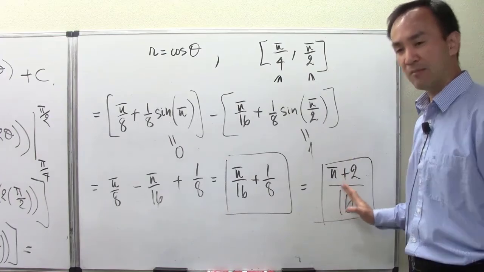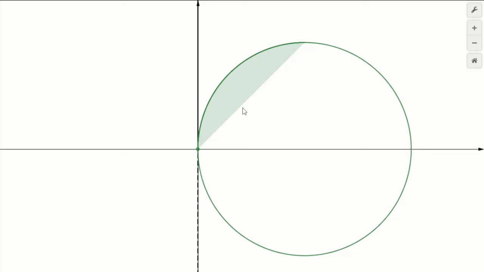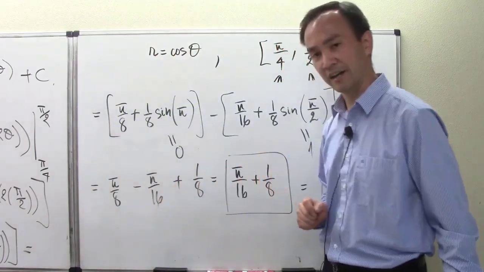That is how much area this shape has, the area bounded by the curve r equals cosine theta, with the angle changing from pi over 4 to pi over 2. Let me once again do that demonstration: pi over 4 to pi over 2. That's the amount of area created by that angle change. And that's how that kind of problem is done.